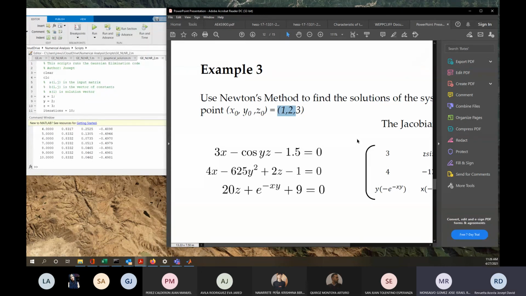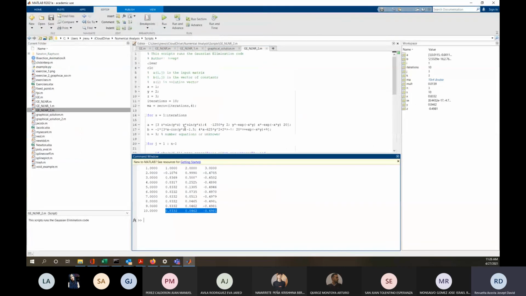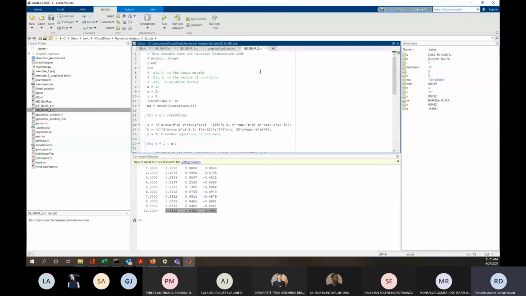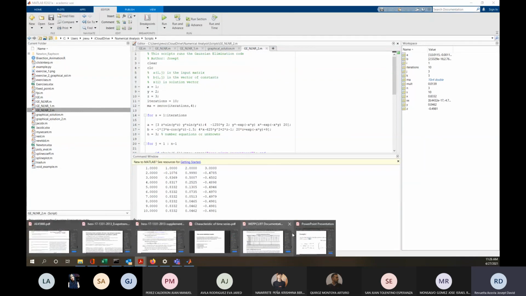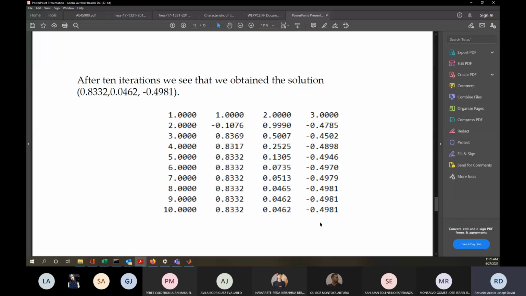Perfect. So, very good. So we see that this is the approximate solution. And we'll see how we use MATLAB to obtain the solutions using the same code that we have for the Gaussian elimination. We just use it for nonlinear Newton Raphson. Just to verify that we did things correctly, we have here the solution. Those were the solutions here.